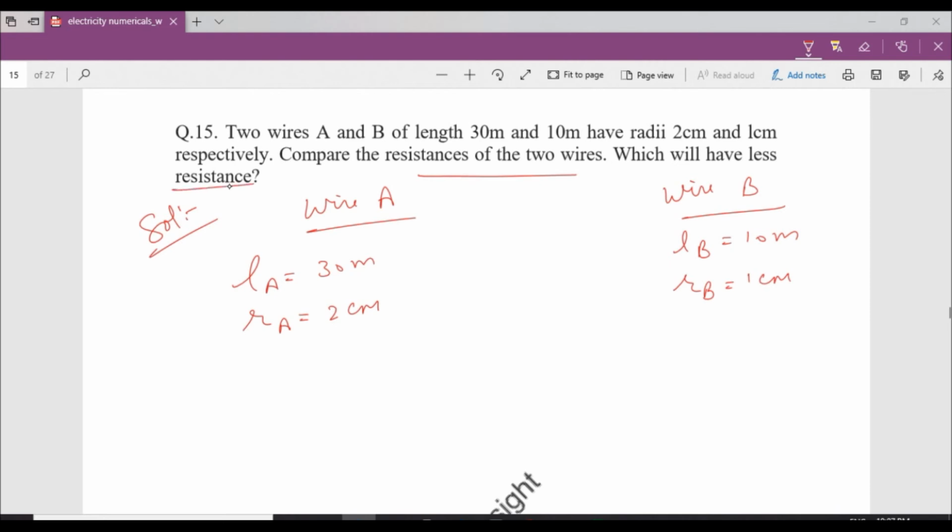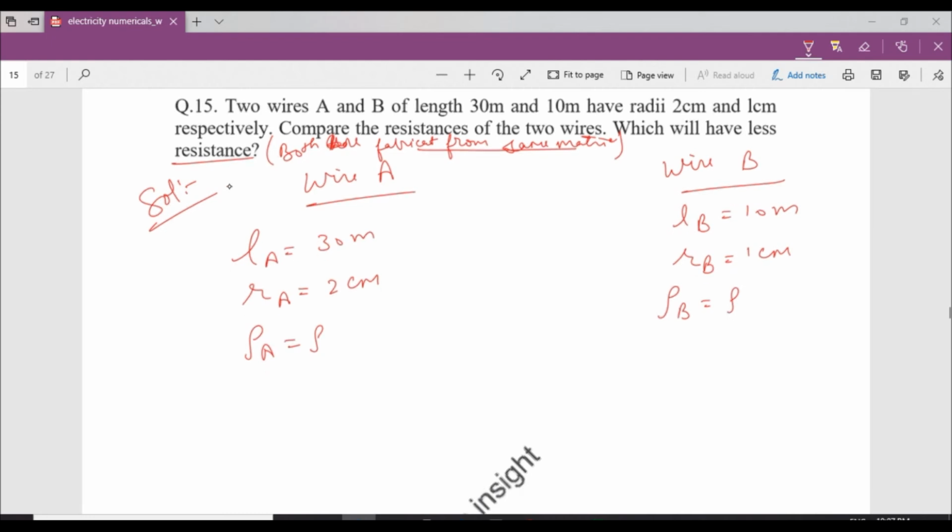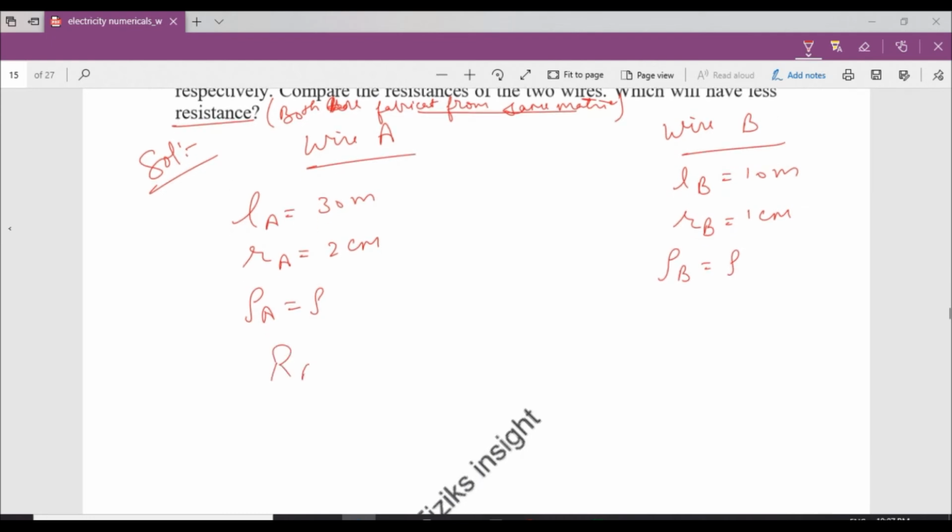Here it is also given that both wires are fabricated from the same material. It is an additional thing given here. So rho A will be rho and rho B will also be rho. Resistance of A can be written as rho LA upon area of wire A, and RB will be written as rho LB upon area of wire B.